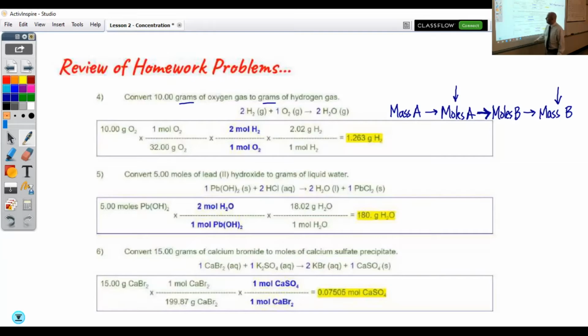Question number 6 says convert 15 grams of calcium bromide to moles of calcium sulfate. So in this problem, we're starting off with mass, but we're finishing with moles. So again, it's a 2-step problem, but this time the conversion from moles to moles is our second step. So we're going to begin with grams. We're going to convert from grams to moles of calcium bromide. Moles of calcium bromide to moles of calcium sulfate, and we're going to finish with moles of calcium sulfate.